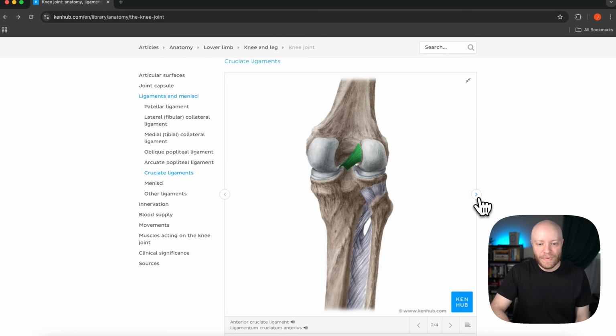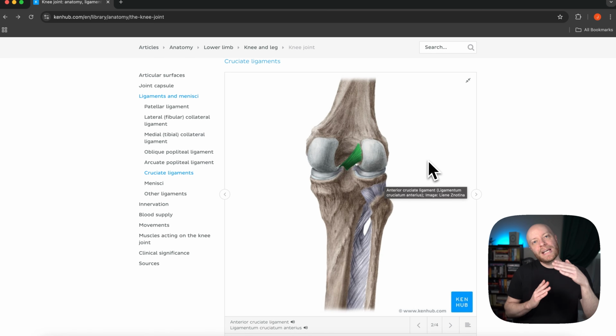But then if I go to this other view here, you can see the ACL from a posterior view. You can't really see the PCL from this view, but we will see that in a second. But this is also going to show that it's basically crisscrossing with the PCL, going from anterior to posterior. And again, that's going to be essential in order to prevent any kind of forward slippage.